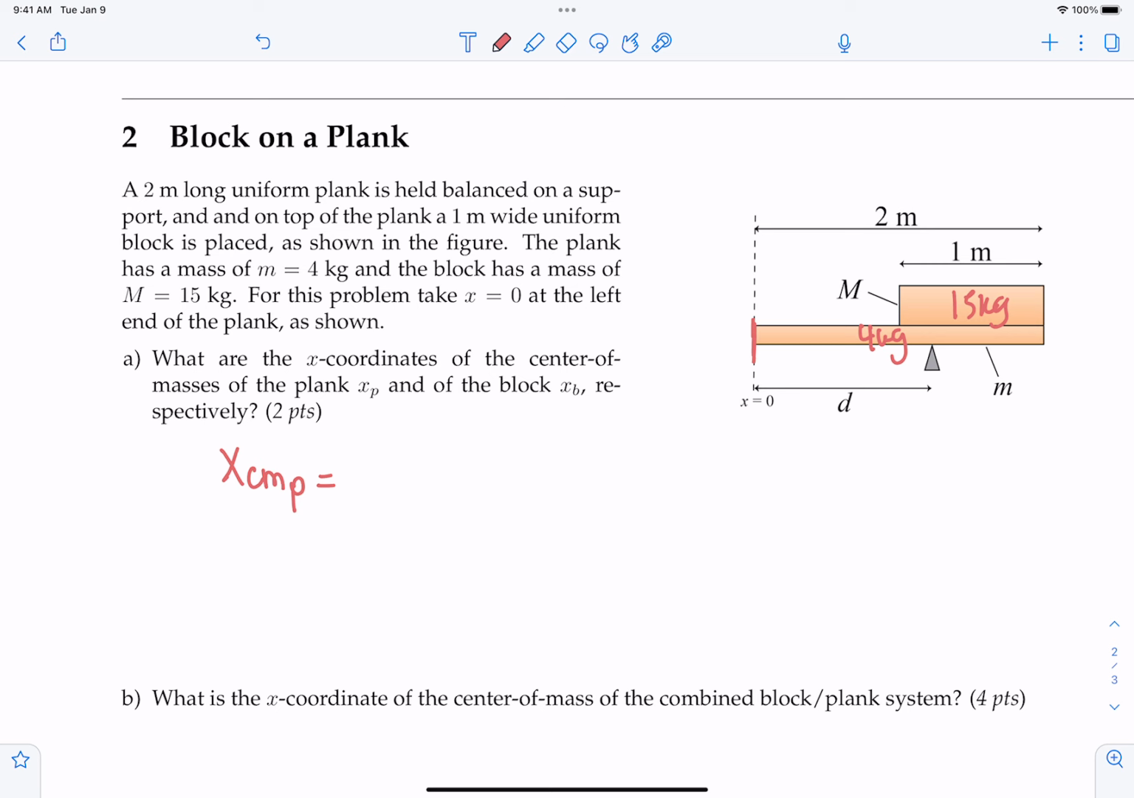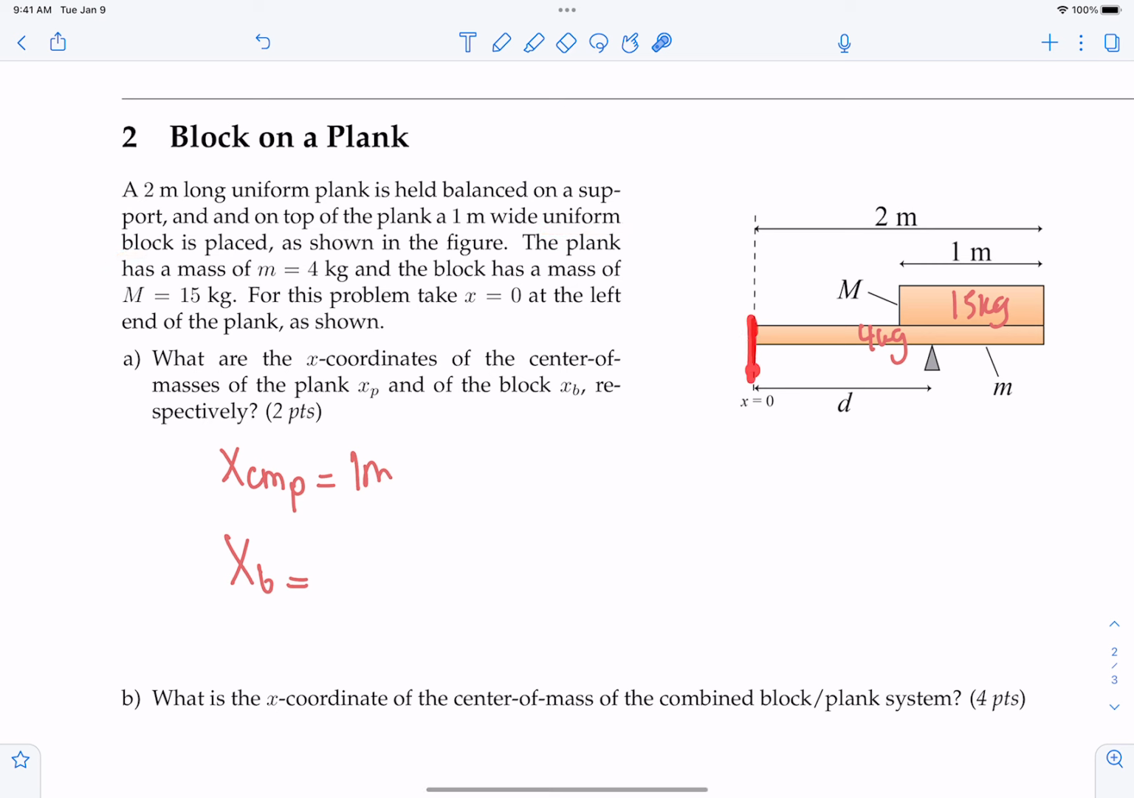Yeah, exactly, right? So if it's a uniform plank, uniform beam, uniform density, the center of mass will be in the geometric center. So if the plank is 2 meters long, then your center of mass would simply be 1 meter for the plank, smack dab in the middle, right? Now for the block, center of mass for the block, well, is the block uniform as well? Yeah, it's a uniform block.